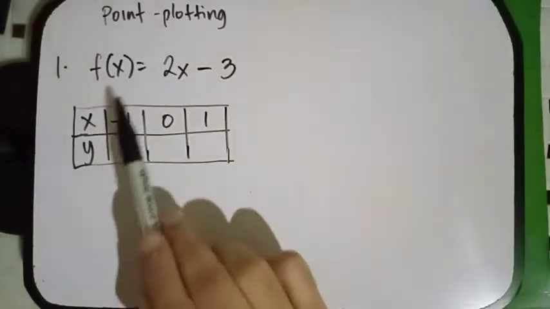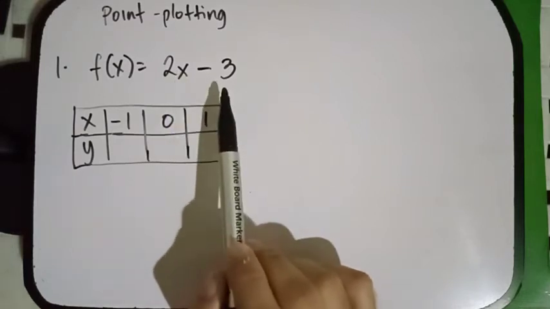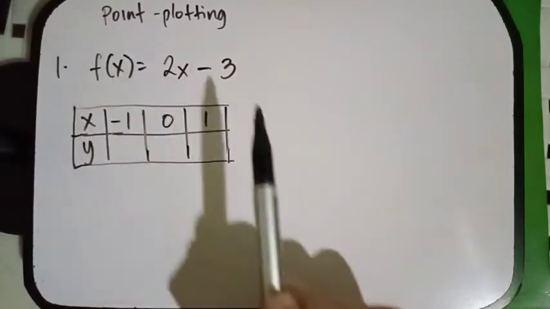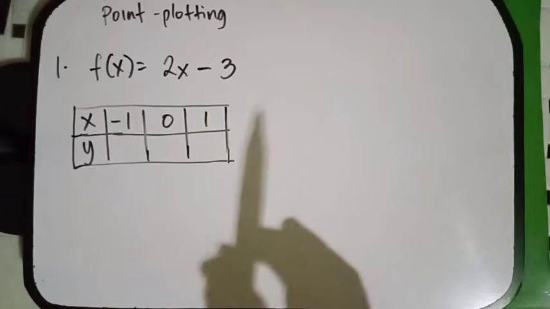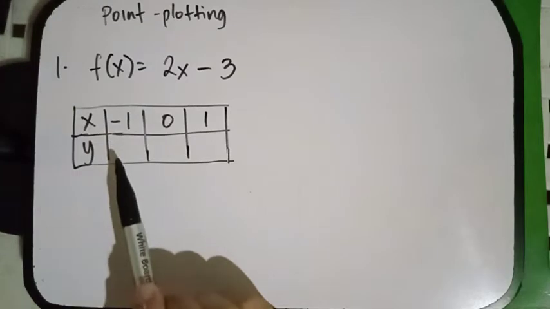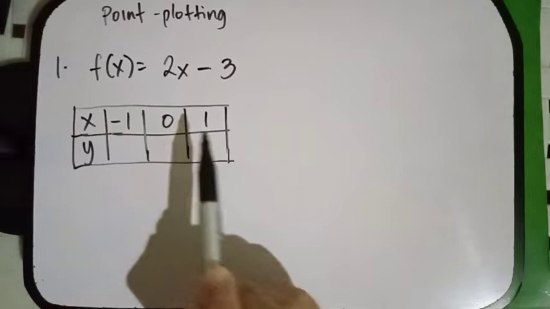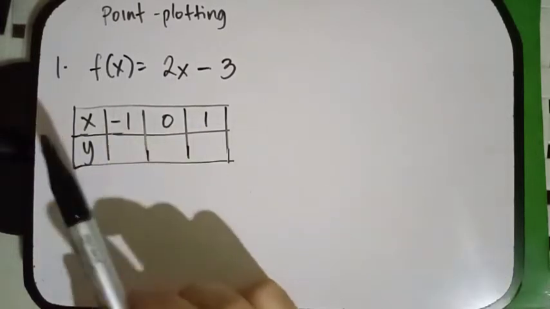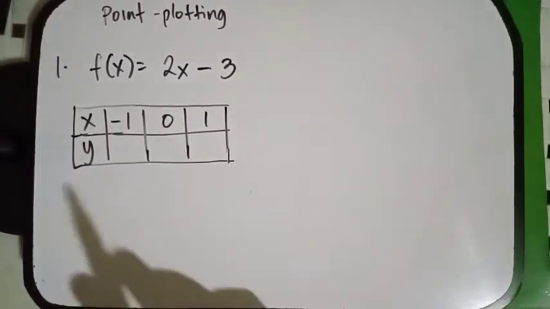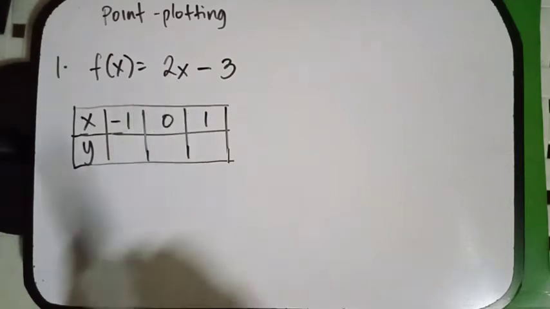Alright, so sa number 1, we have f of x equals 2x minus 3. So i-graph natin itong function na ito by using point plotting method, kung saan ikaw ang bahalang mag-assign ng values ng x. Katulad nito, sa table of values natin, yung values of x na na-assign ay negative 1, 0, at saka 1. Okay, so meron na tayong value of x. So ang kukunin natin is yung value ng y sa pamamagitan ng pag-substitute ng values ng x sa function.